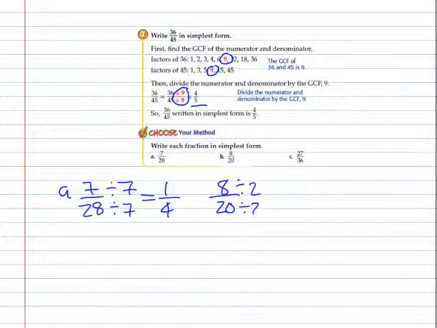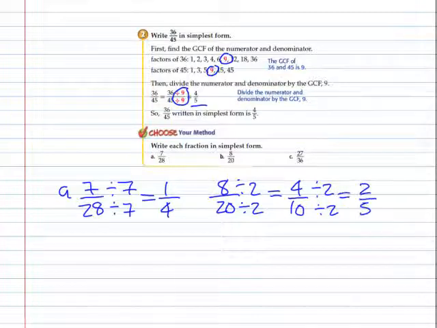8/20, we're going to divide by a common factor. We recognize that both of those are even numbers. We result then in 4/10. Again, recognizing that 4 and 10 have 2 as a common factor. The resulting fraction, which is in simplest form, is 2/5.